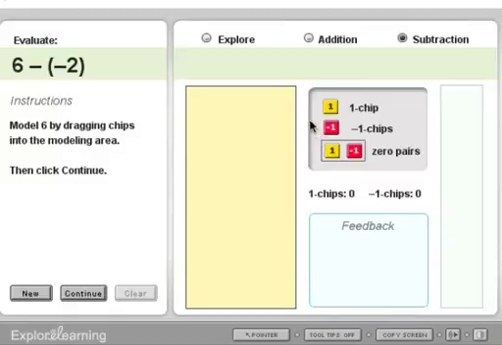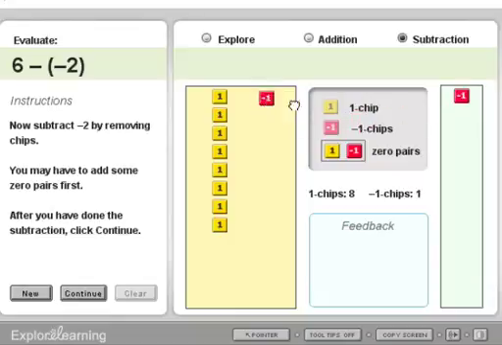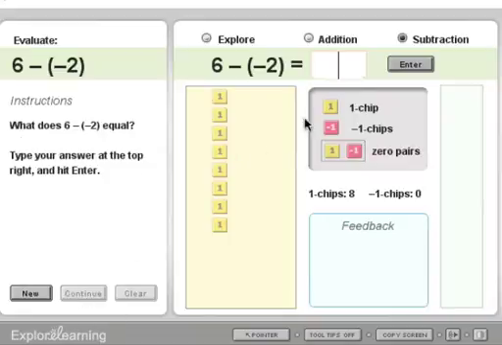Now if we're going to use algebra tiles to model this, we're going to have to put in 6 positive 1 chips to represent 6, and we're going to take away 2 negative 1 chips, or subtract two negative 1 chips, but we don't have any to take away. So we're going to have to add in 0 pairs. So we have to add in 2 0 pairs in order to subtract the -2. So now we're going to take away the 2 negative 1 chips, and what we're left with then is 8.